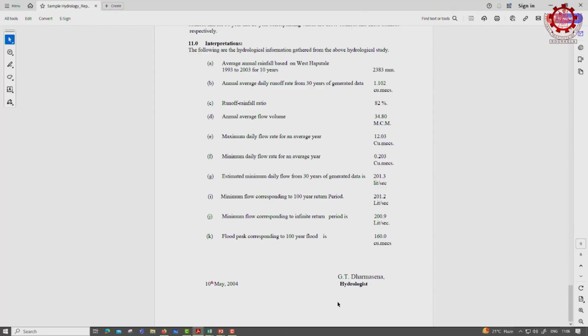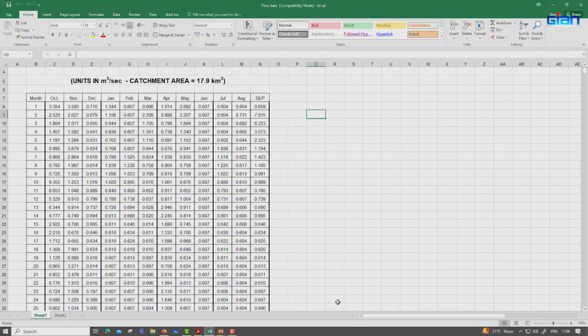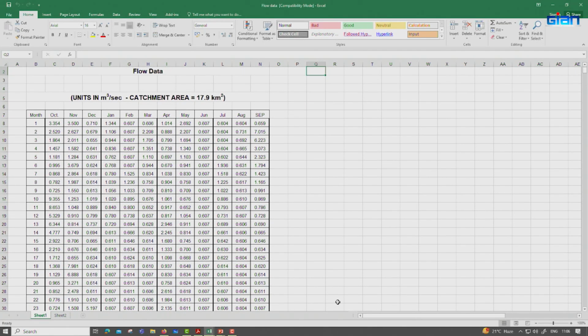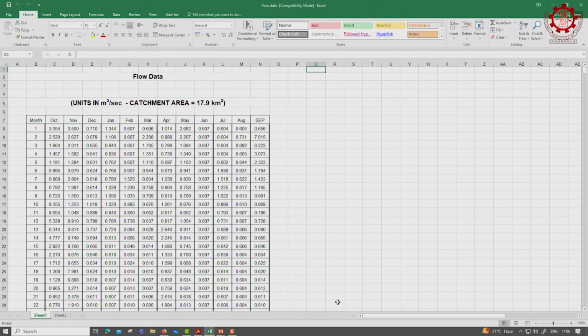Okay. So, finally, with this report he will give a data set like this. He will give us a table like this. You can see it is flow data, units in cubic meters per second. He has put the catchment area as 17.9 square kilometers for this particular project. He gives data for every month, starting with October rather than January: October, November, December, then January, February, March up to September.